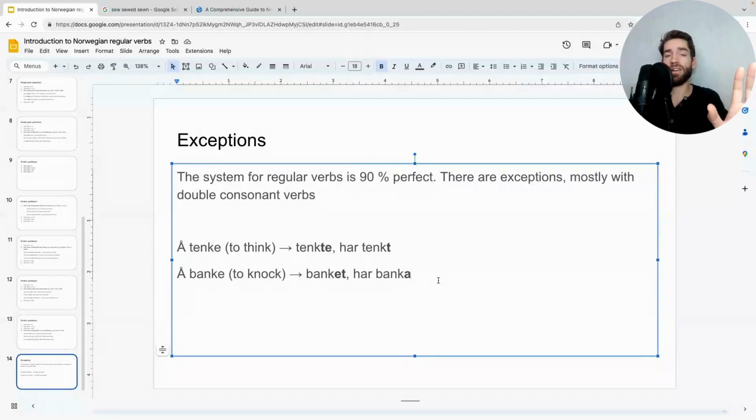Of course, there are also irregular verbs, but that's another topic, so we're not going to cover those here. But of course, irregular verbs you will have to learn one by one.